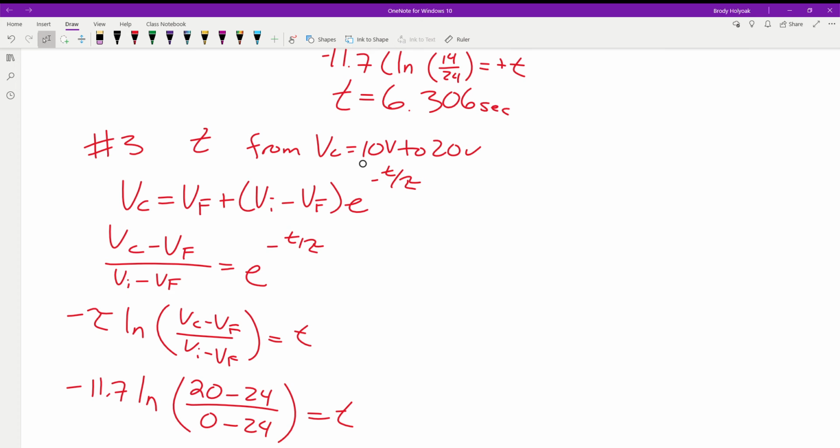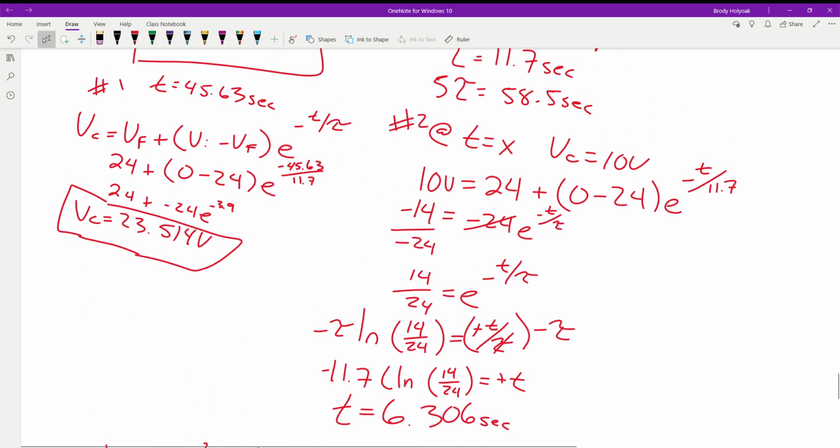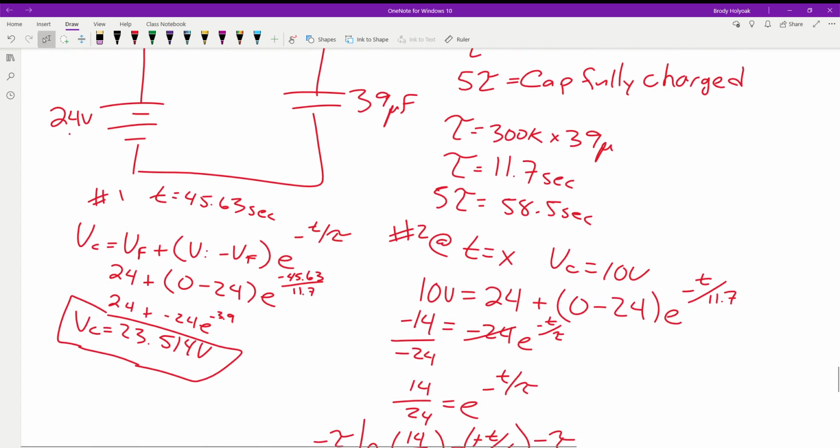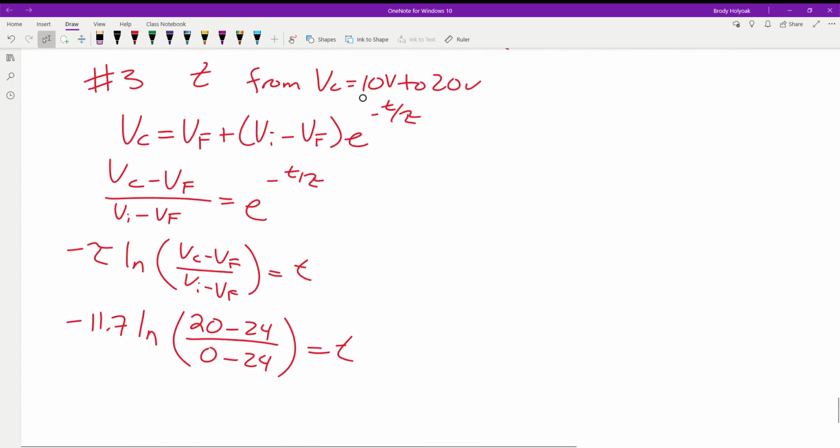And we know that it takes 58 seconds to fully charge. So our answer has to be somewhere between 6 and 58 seconds. So there's kind of another little double check that we can do. We've given ourselves parameters for maximum and a known value to get there.